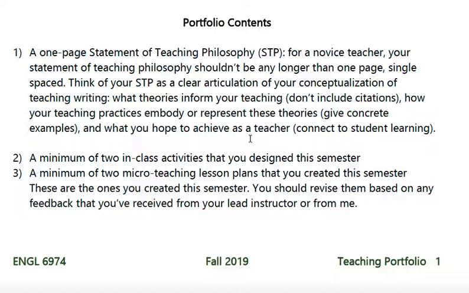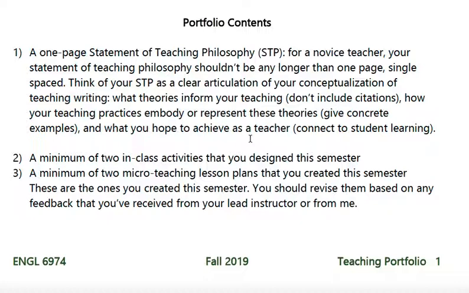Give concrete example from one or more of your classes to let the reader understand that it's not just that you're writing fancy stuff about theories, but you're actually doing this. You're practicing what you're preaching in your teaching philosophy.